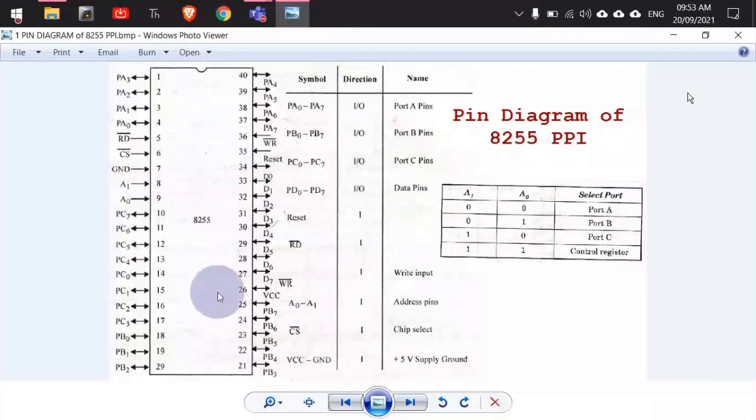Can you notice any clock signal in this 8255 IC? No, sir, no clock signal. If a clock signal is not there, that simply means that 8255 is not functioning according to a clock. 8255 does not have a clock input, and that is why it will not function according to a clock. It is not a synchronous device, right?